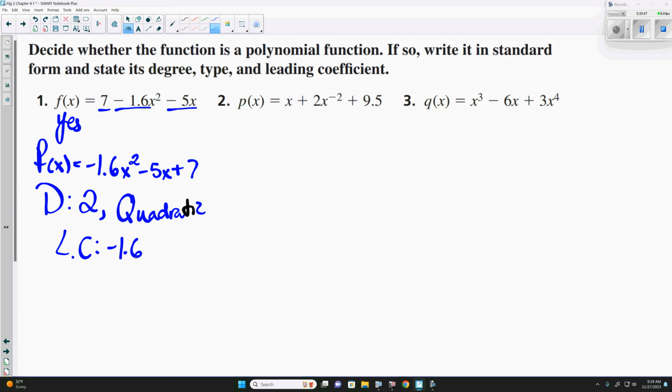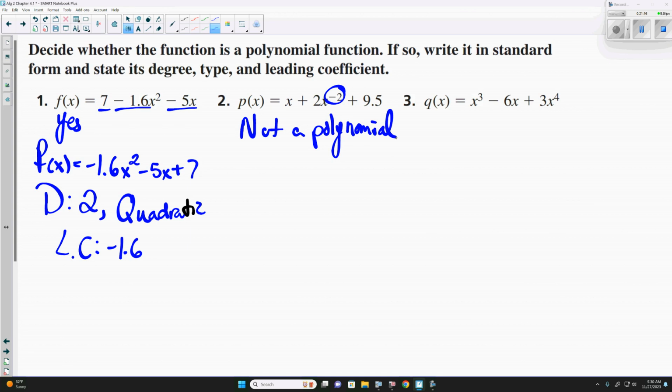Let's look at number 2 before we move on. Negative exponent, so it's not a polynomial function. Actually, it'd be considered radical, but not a polynomial function. That's all we have to do. We don't have to find the degree, type, or leading coefficient because it is not a polynomial function.